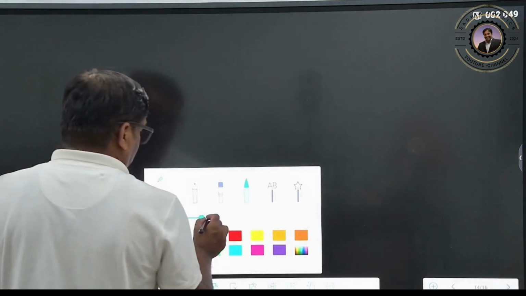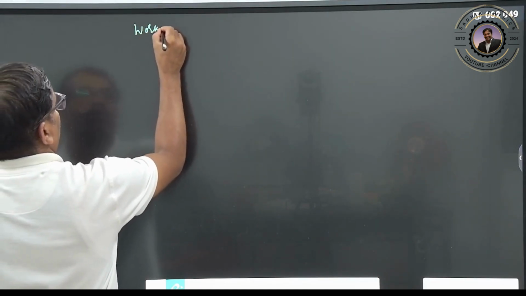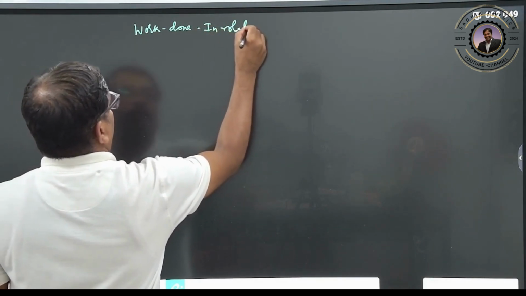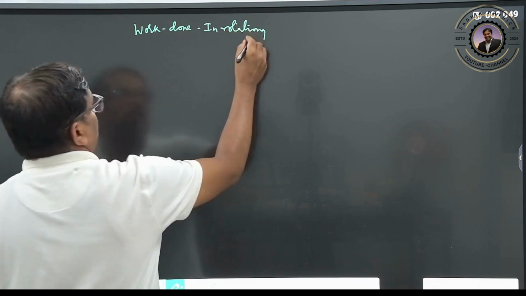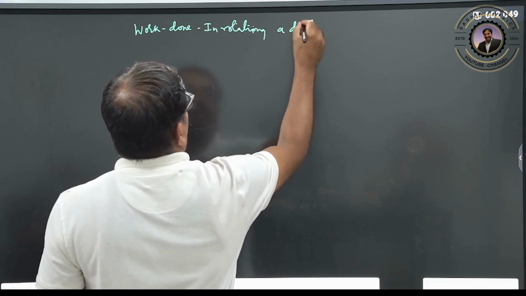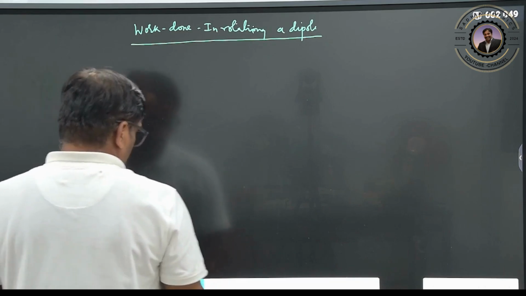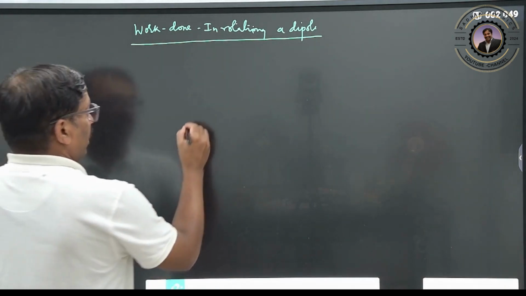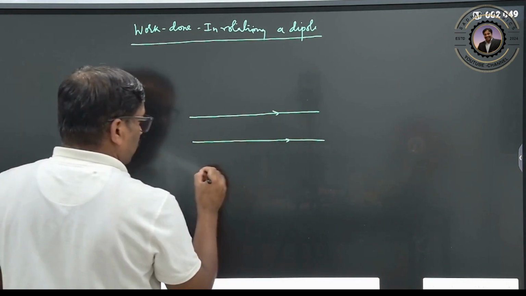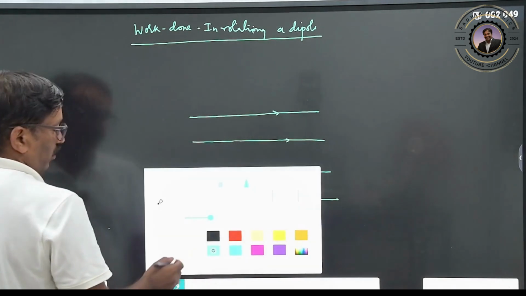Work done in rotating a dipole. Right. So now let us see, there is a uniform electric field. We will take it very easily first of all. Here a uniform electric field you are going to take. Later on we go for the non-uniform electric field.